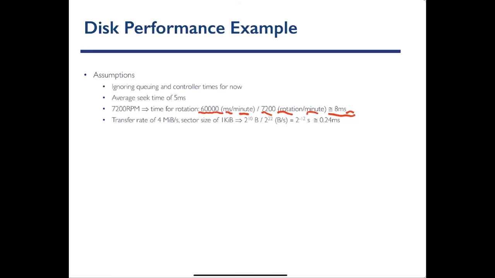Now, let's assume that your transfer rate is 4 megabytes per second. So this is basically your peak transfer rate. Let's assume that each sector is 1 kilobyte. Then how long does it take to transfer a single sector? Well, you want to transfer 1 kilobyte. Your transfer rate is 4 megabytes per second. You just divide these two. That gives you something close to 0.24 milliseconds just to transfer a single sector.